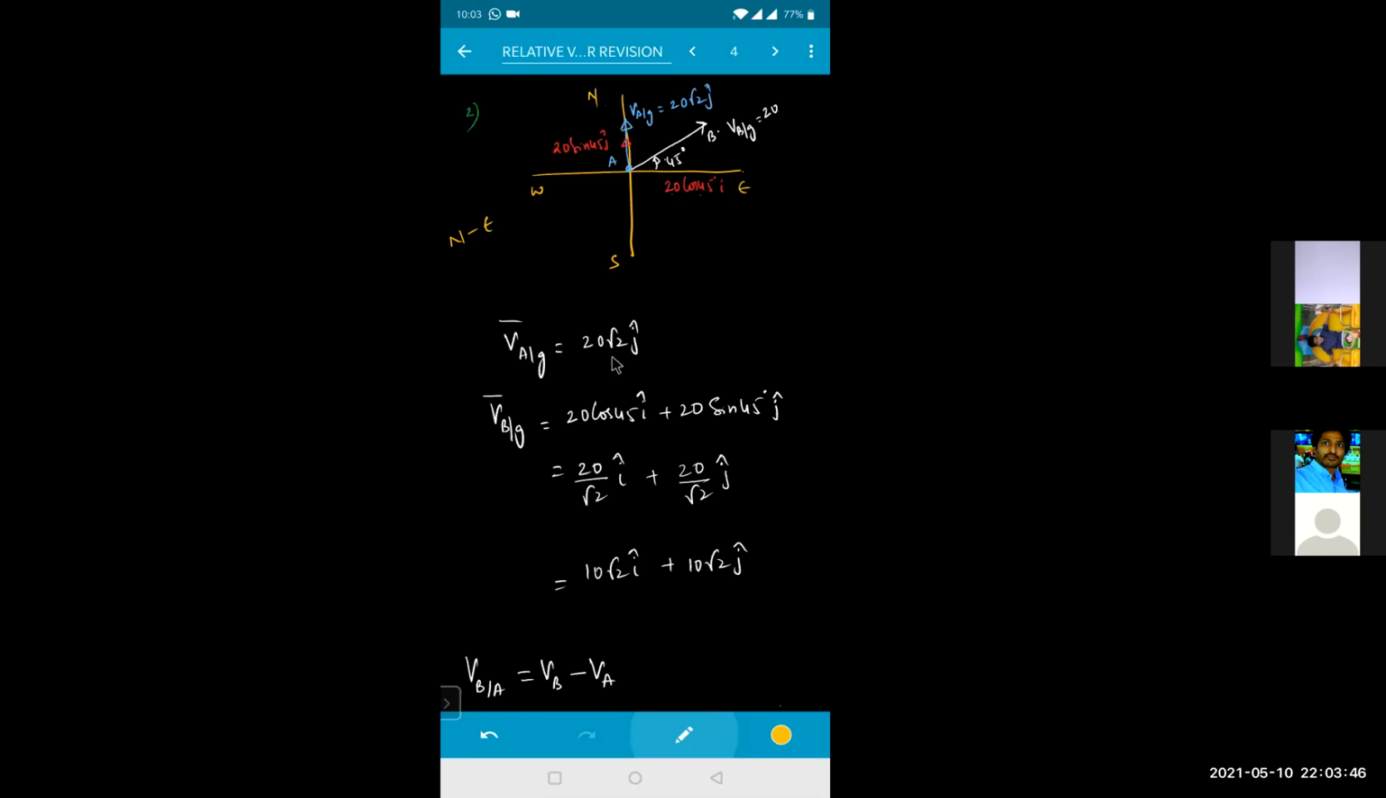So velocity of A with respect to ground is 20 root 2 j cap. Velocity of B with respect to ground is 20 cos 45 i cap plus 20 sin 45 j cap. Cos 45 is 1 by root 2, sin 45 is 1 by root 2. So it is 20 by root 2, 20 by root 2.